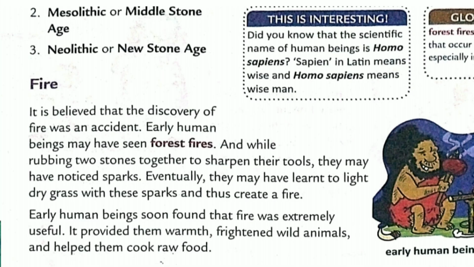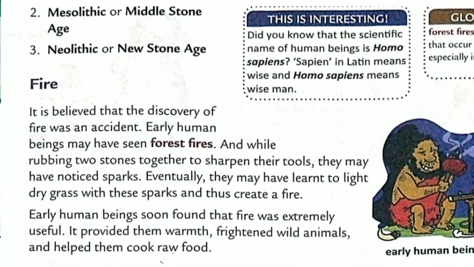Early human beings soon found that fire was extremely useful. It provided them warmth, frightened away animals, and helped them cook raw food. This is the important point of this lesson.